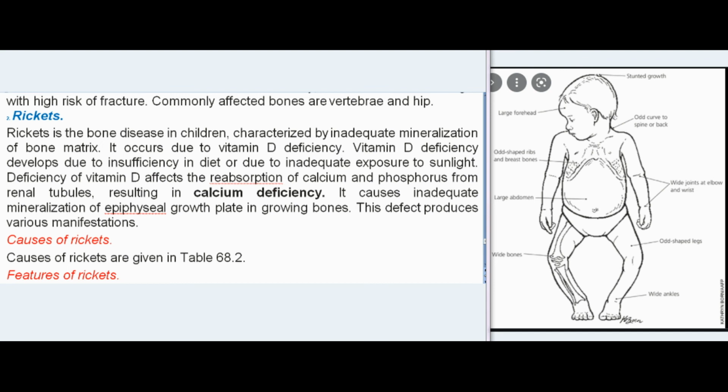Rickets. Rickets is the bone disease in children, characterized by inadequate mineralization of bone matrix. It occurs due to vitamin D deficiency. Vitamin D deficiency develops due to insufficiency in diet or due to inadequate exposure to sunlight. Deficiency of vitamin D affects the reabsorption of calcium and phosphorus from renal tubules, resulting in calcium deficiency. It causes inadequate mineralization of epiphyseal growth plate in growing bones. This defect produces various manifestations. Causes of rickets. Causes of rickets are given in Table 68.2.